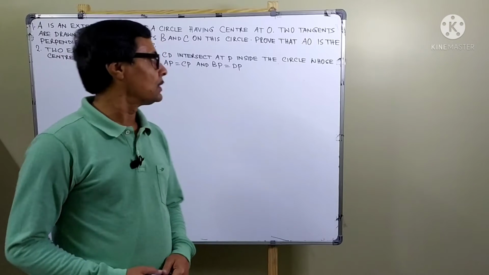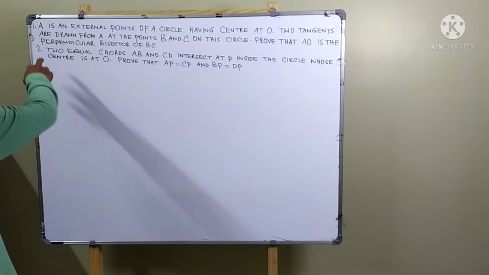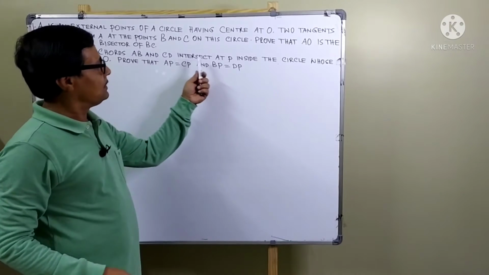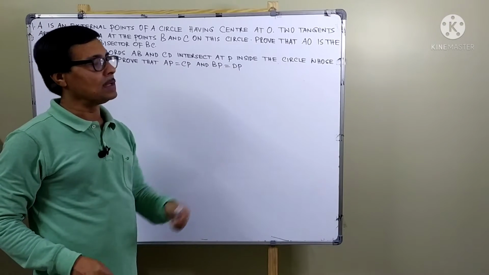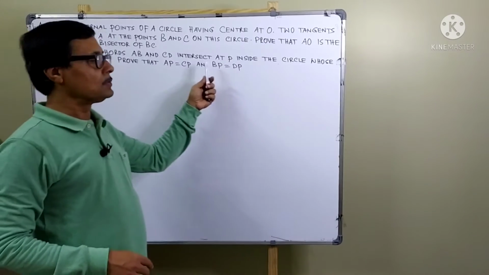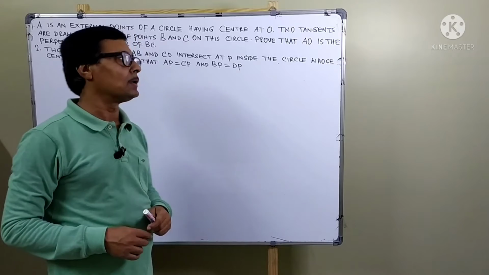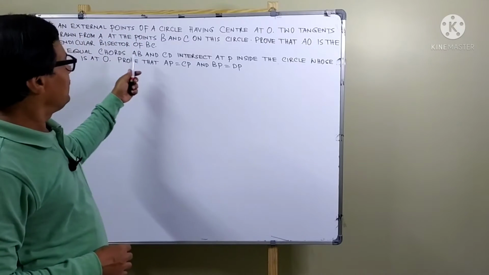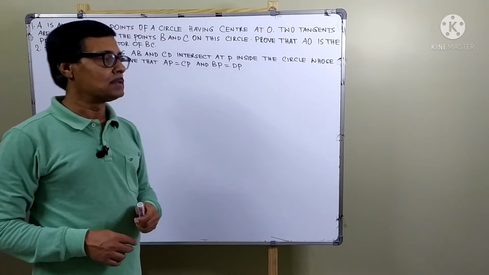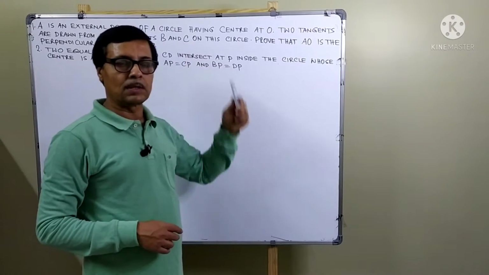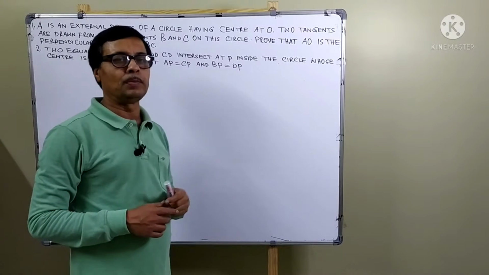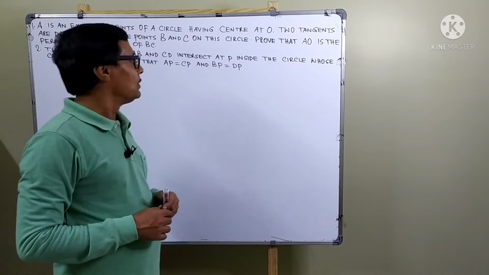Now we shall solve the second problem. Here, the second problem is that two equal chords AB and CD intersect at P inside the circle whose center is at O. We have to prove that AP equal to CP and BP equal to DP.